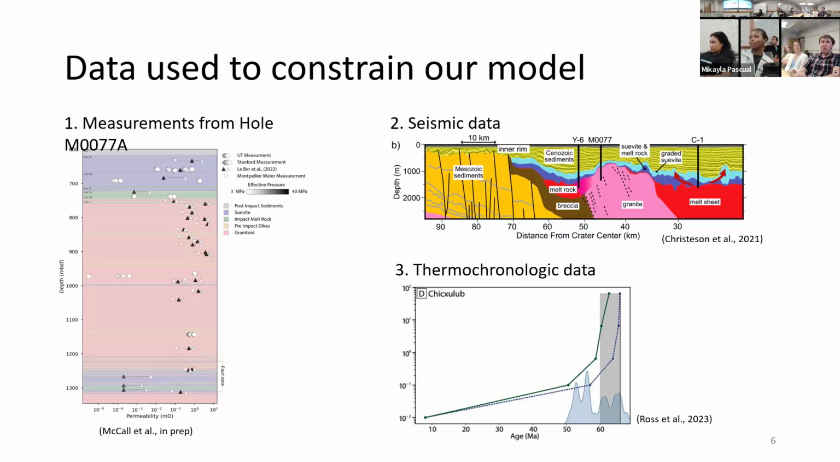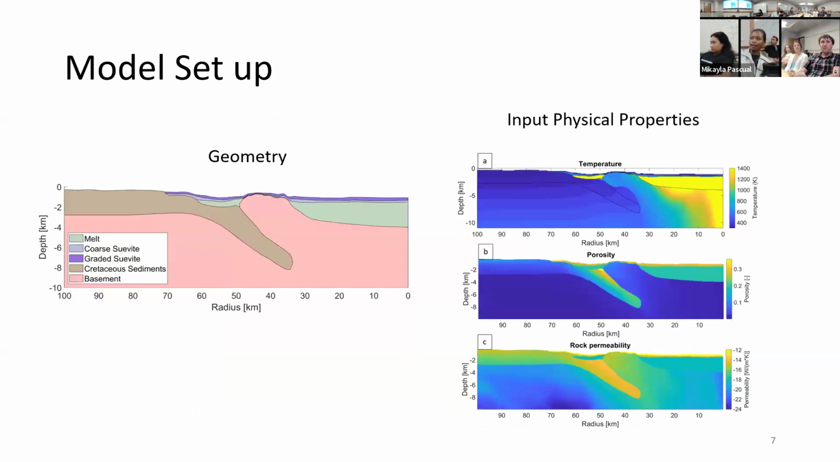So with all this new data that we have, we can create our model. This is the geometry that we came up with based on the seismic data. We have the pre-impact sediments, the peak ring granite, the melt sheet, and the 2 suevite layers.